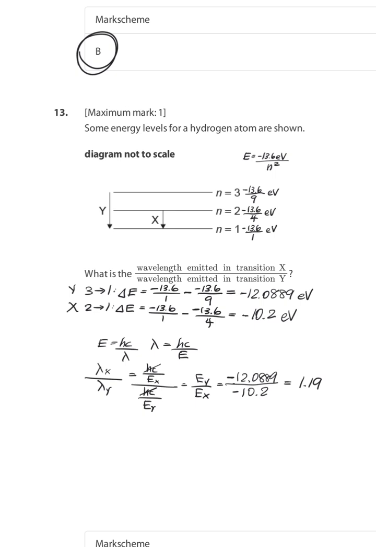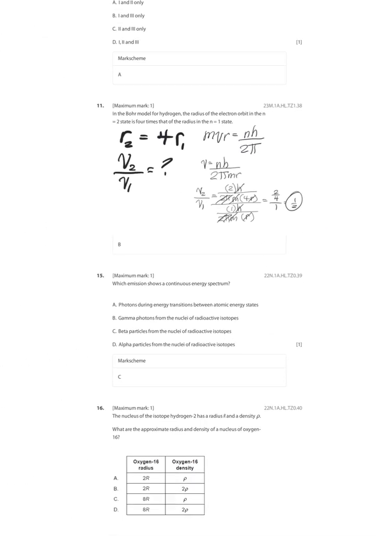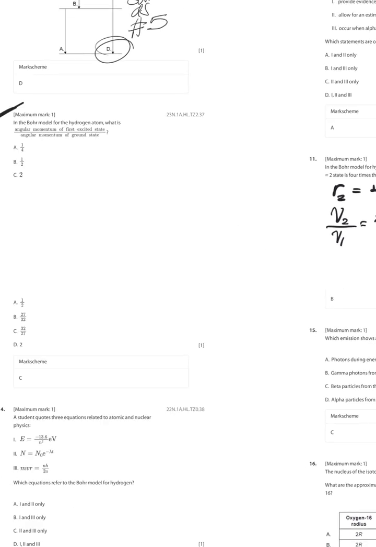So we know that E equals hc over lambda, therefore lambda is hc over E. So it said wavelength for x over wavelength for y, so it would be hc over the energy for x divided by hc over the energy for y. The hc's cancel, and so I have energy for y over energy for x. So that would be negative 12.0889 eV divided by negative 10.2 eV, and that's a ratio of 1.19. So then I go check my answer choices over here, see what the ratios are, if I can actually find them.